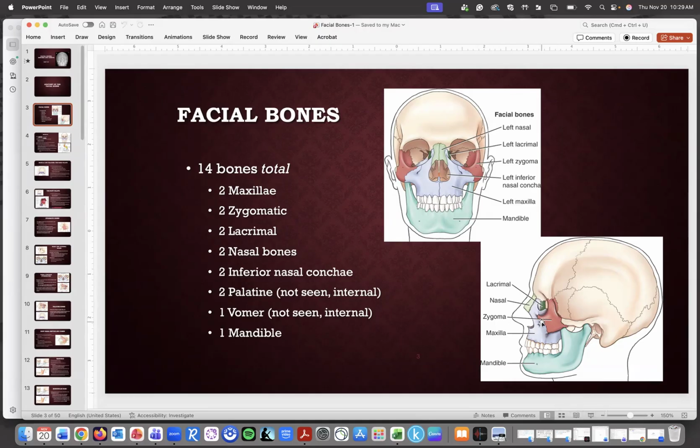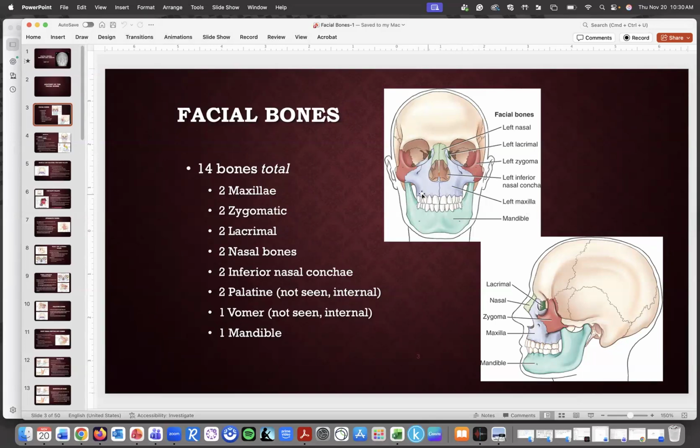Another facial bone is going to be the zygoma. Notice how it makes up part of the orbit and the back of the orbit as well, the side and the posterior part of the orbit. And then we have the maxilla here. The maxilla has a process that extends out to join up with the zygoma.